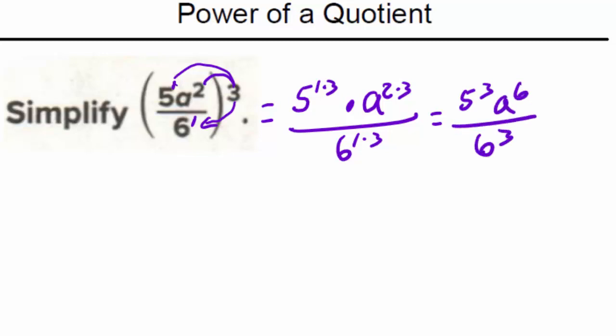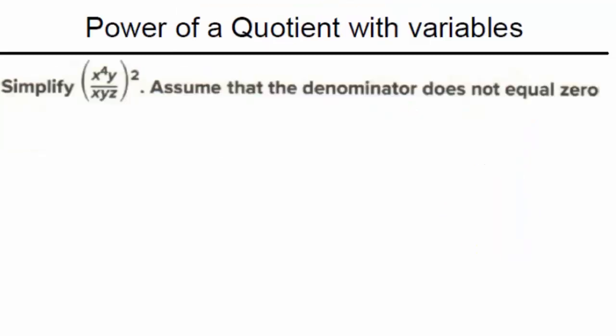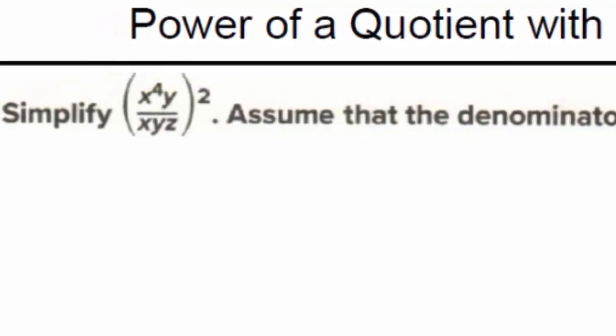Now, if you want to simplify these things a little bit further, you could take this 5 to the 3rd power and call that 125 a to the 6th. And of course, the 6 to the 3rd could also be simplified to 216. Okay, power of a quotient with variables. I think we just did this. Again, we're assuming that the denominator cannot equal 0, can't divide by 0.